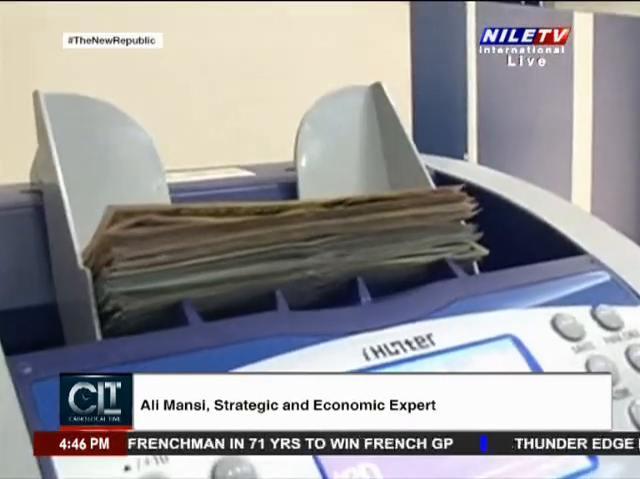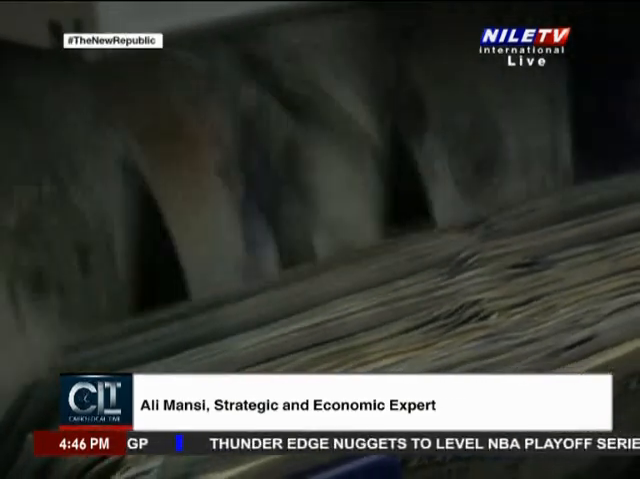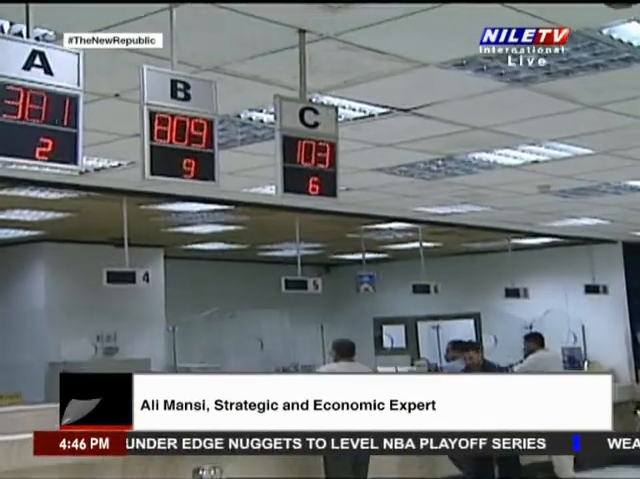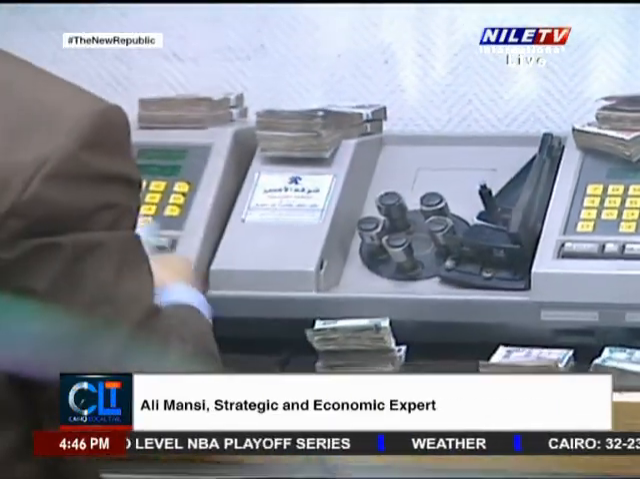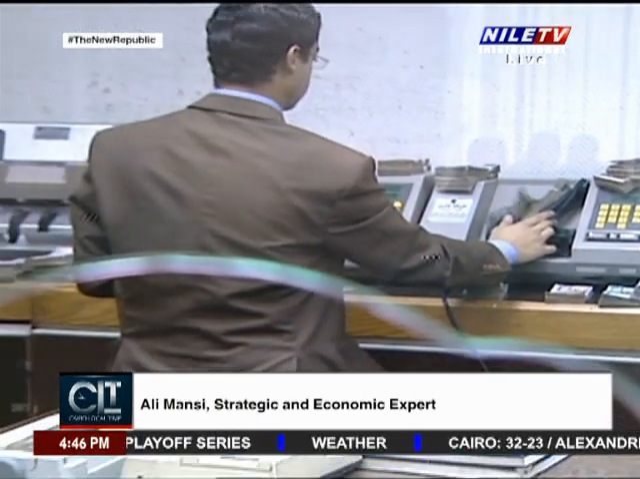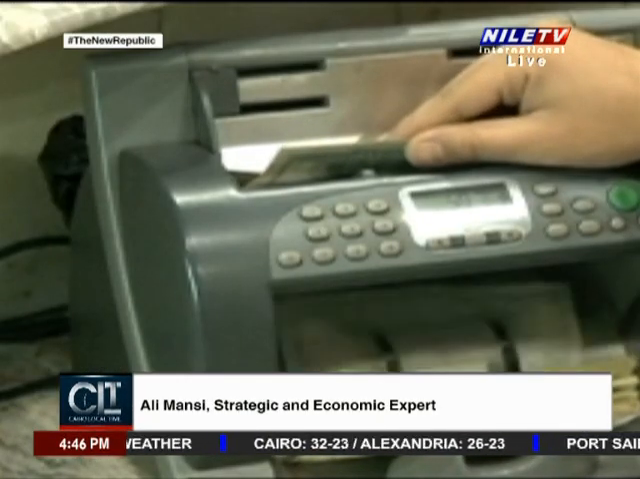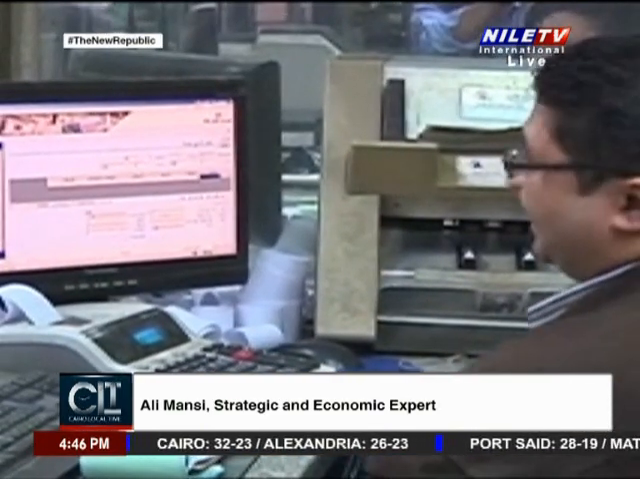Also, it can fuel other speculative activities like real estate, and it might also have an effect on cost-push inflation due to increasing costs. This will drive prices higher because costs are higher. But in the long run, it might have more positive effects.